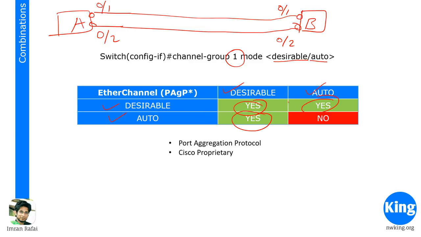But if you say auto and auto, the port channel will not come on. So the only thing that you need to remember is, if you want a port channel to come up in PAGP, one of the sides will have to be desirable, right? So if there is a desirable on either side, the port channel will come on. If both of them are auto, or if desirable is not there on either side, it will not form an EtherChannel. That is how you get the PAGP protocol enabled and an EtherChannel formed, right?